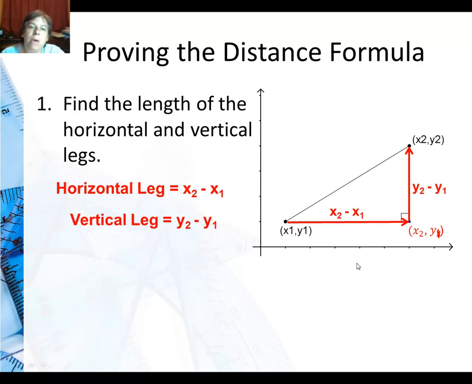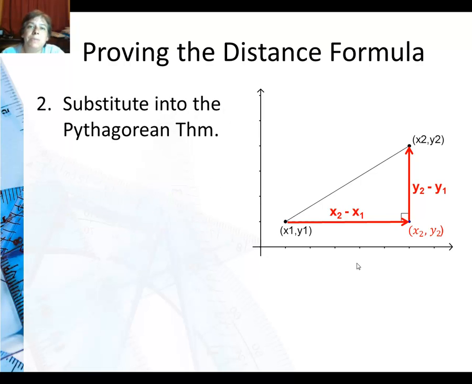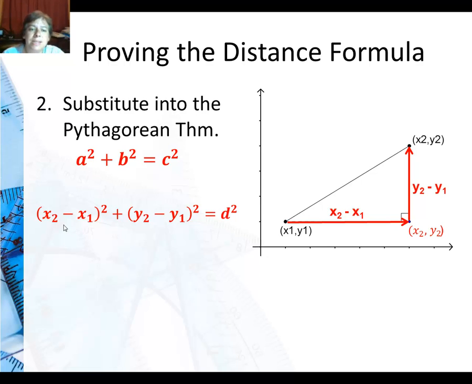So now what's the next step? Let's substitute these two values into the Pythagorean theorem. There's the Pythagorean theorem. We're going to have one leg squared plus the other leg squared equals the hypotenuse squared. Well, x2 minus x1, that's the leg, and I put parentheses around it and a square. y2 minus y1, that's the other leg. I put parentheses around it and square.